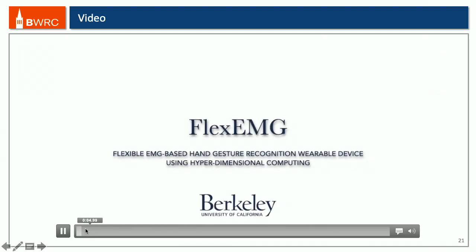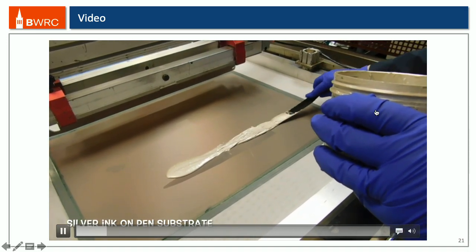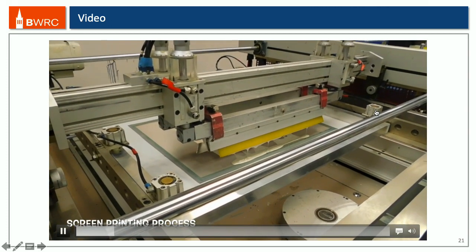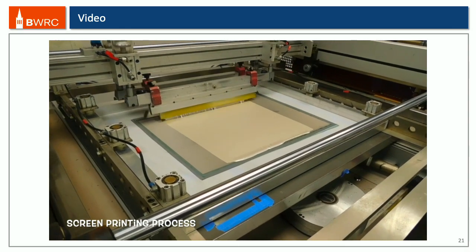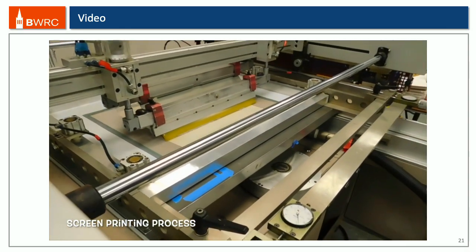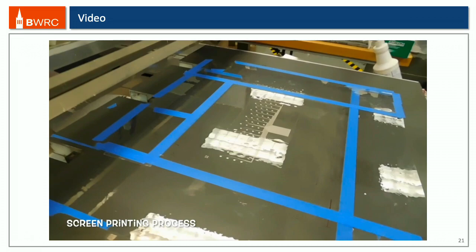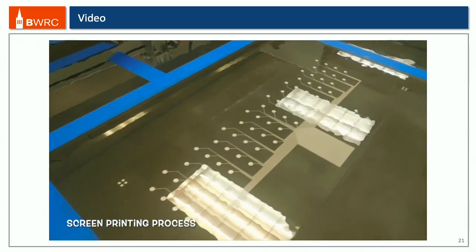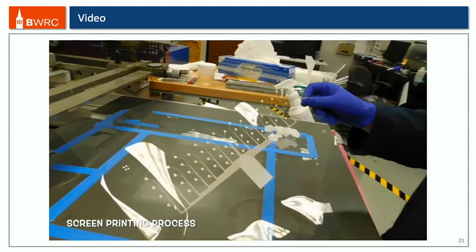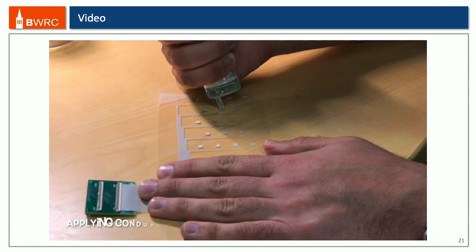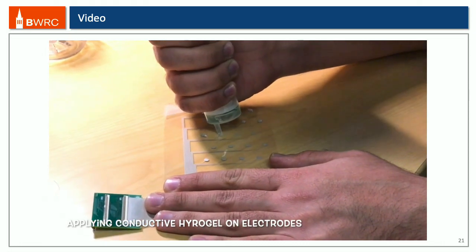So we start with the printing process. This is silver ink. We put it on a flexible polyimide substrate, and it goes through the screen printer. What you get out is an array of 4 by 16, 64 electrodes, and the traces. Then we attach our PCB, the neural acquisition front end, to this electrode array. And we add a drop of hydrogel on top of each electrode just to maintain better contact with the skin.